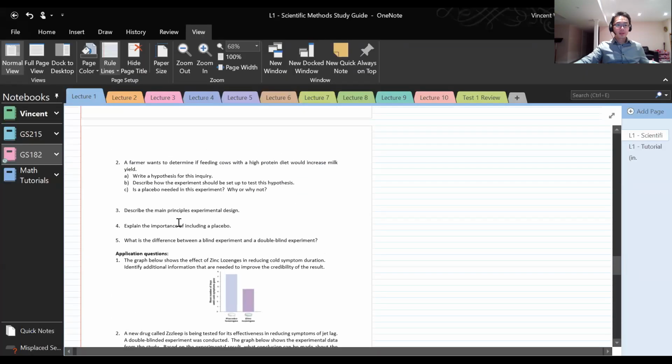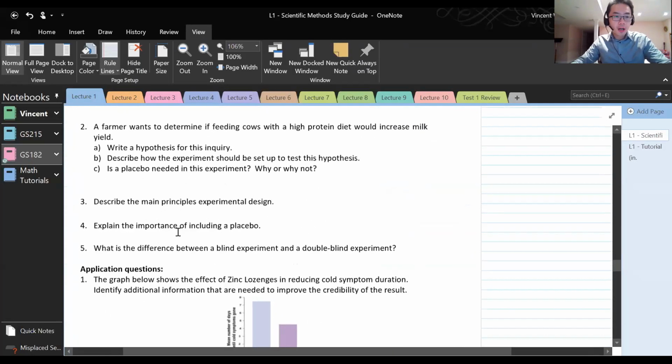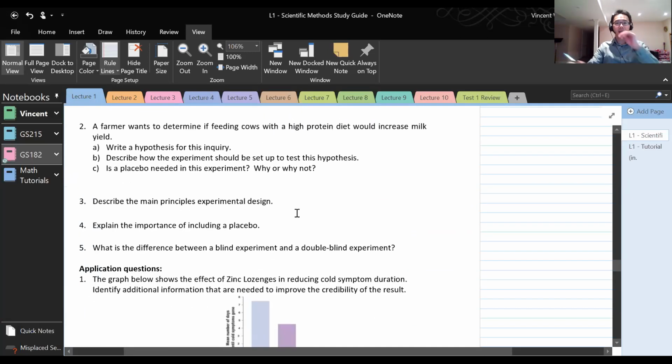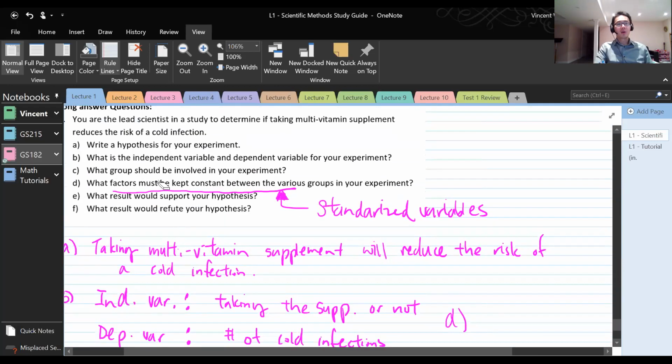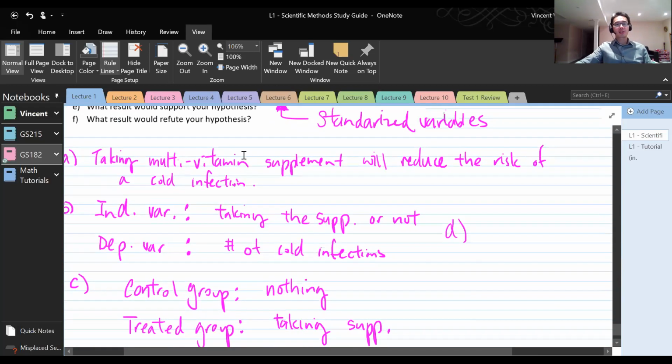Okay, we have a second question right here. A farmer wants to determine if feeding cows with high protein diet would increase milk yield. So the hypothesis, right? Oh, sorry. I don't think I finished this question yet. I went too quickly. What results would support your hypothesis?